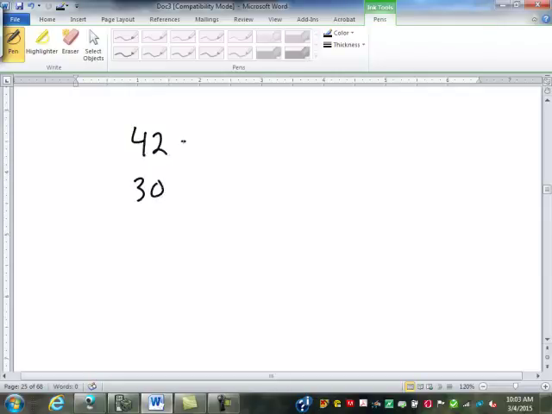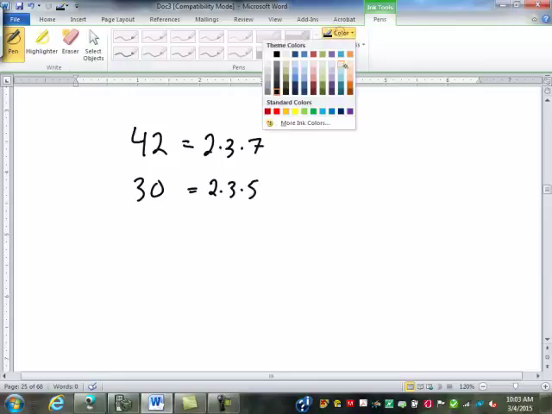42 and 30. If we factor 42, we get 2 times 3 times 7. If we factor 30, we get 2 times 3 times 5.